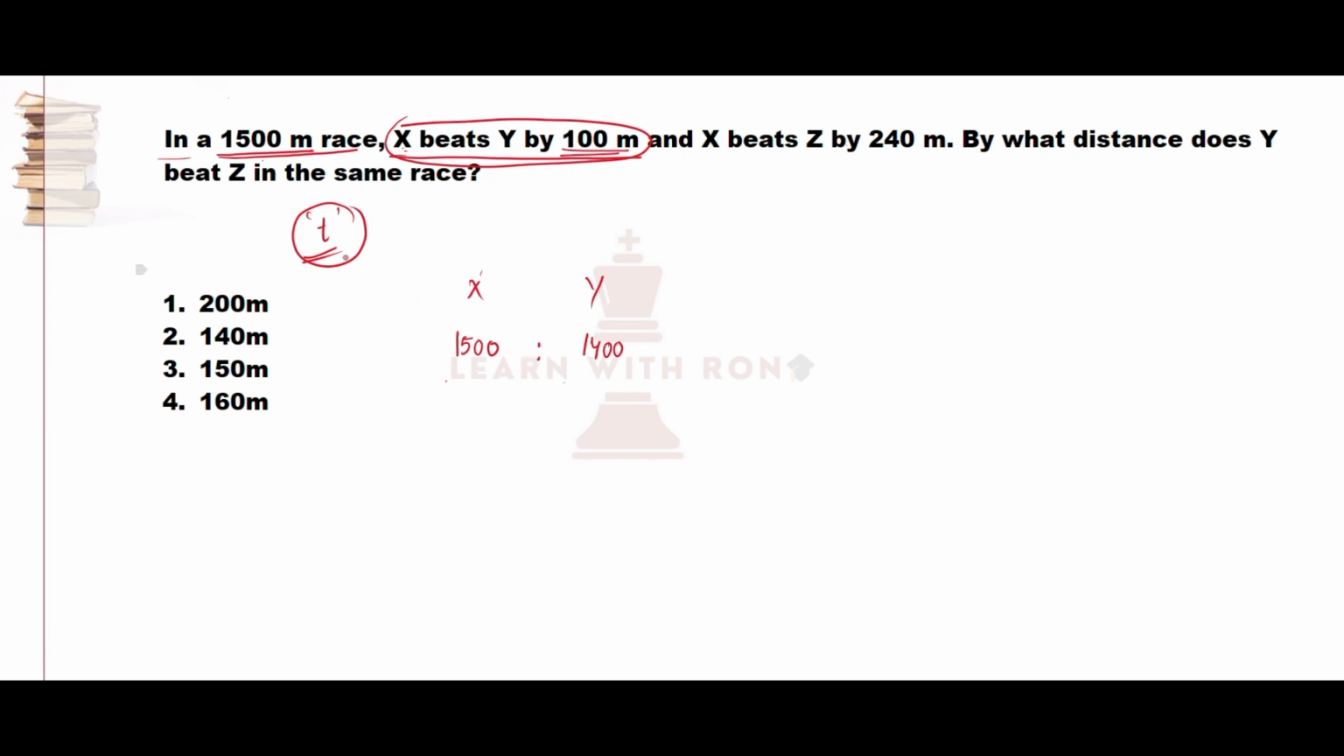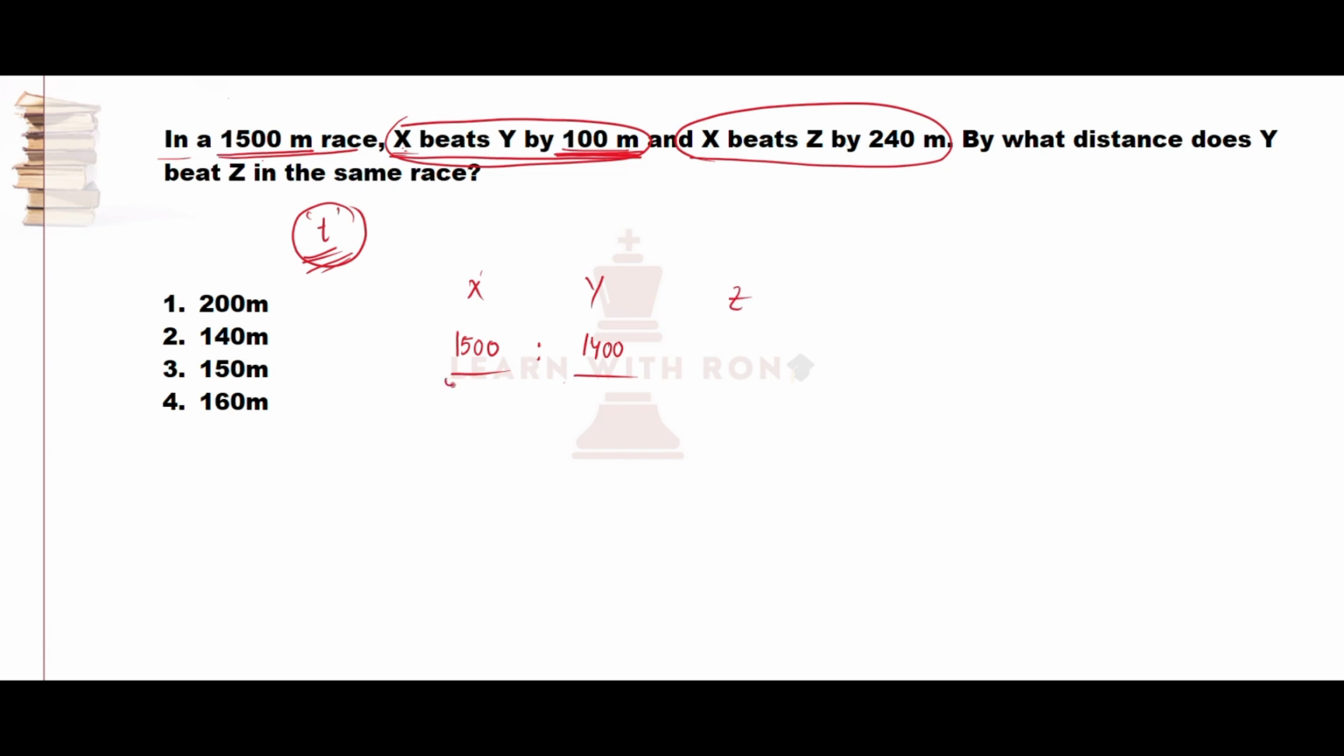See, in a particular time t, if x could run 1500 meters, y could run only 1400 meters, which means x beat y by 100 meters. Okay, see the next part. And x beats z by 240 meters, which means there is another person z here.